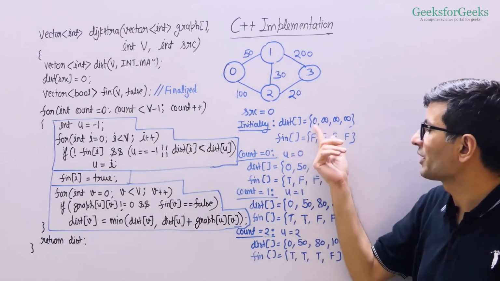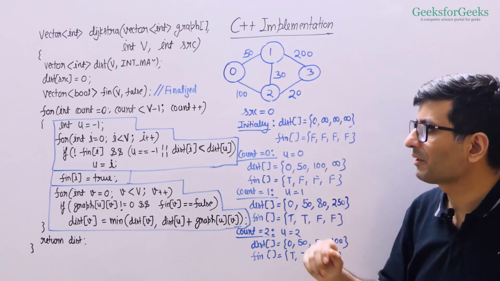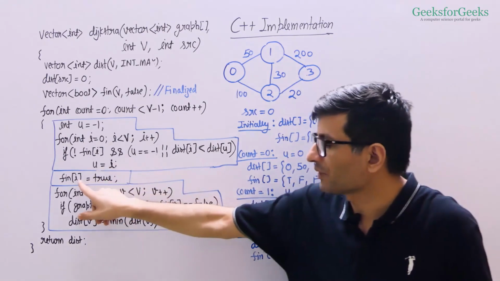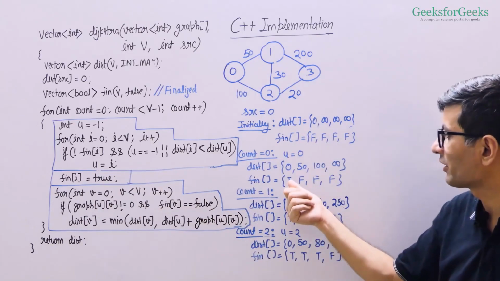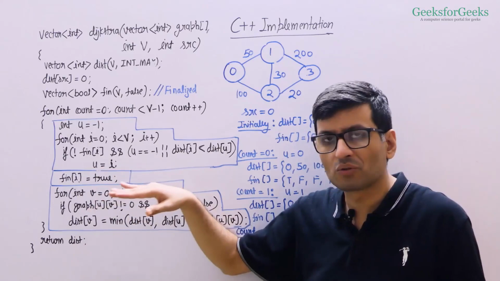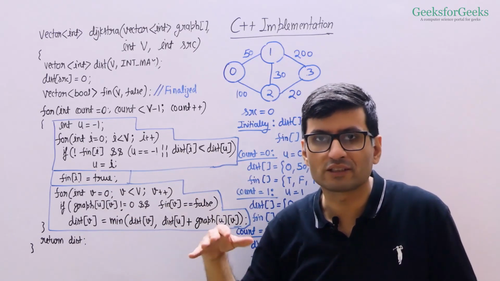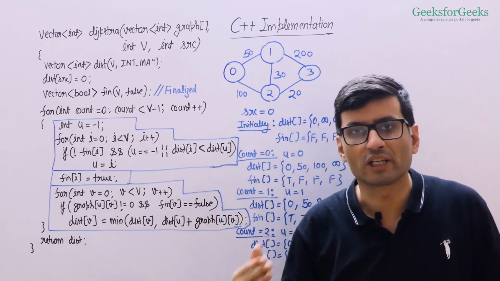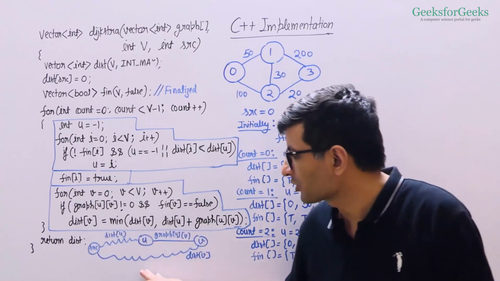And in this iteration we are going to pick 0. And after picking 0, we are going to mark it as finalized, right? We mark the 0 as finalized true. And after finalizing a vertex, we are going to go through all the non-finalized adjacent and we are going to relax them one by one. Let us see what is relax operation.